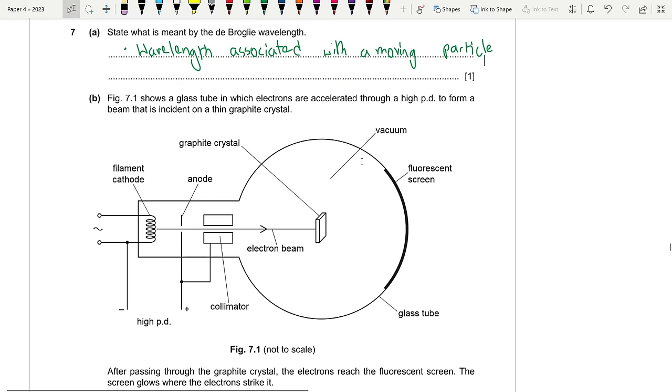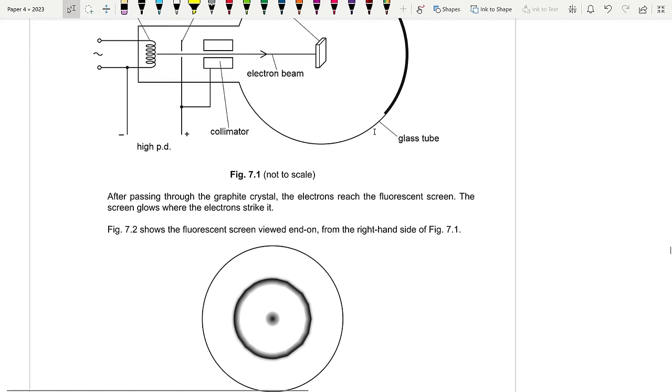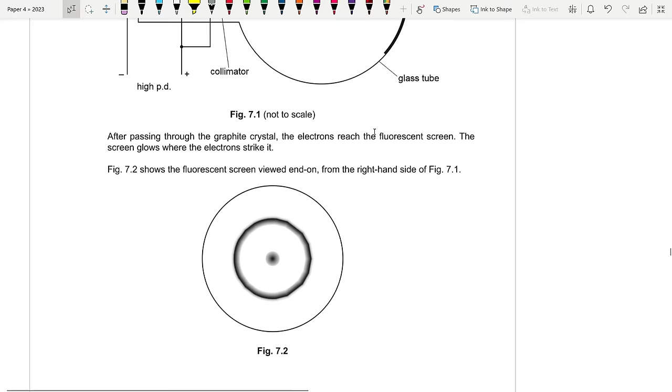Now, figure 7.1 shows a glass tube in which electrons are accelerated through a high potential difference to form a beam that is incident on a thin graphite crystal. After passing through the graphite crystal, the electrons reach the fluorescent screen. The screen glows where the electron strikes it. So it forms a pattern like this. Now, this pattern is reminiscent of wave nature.